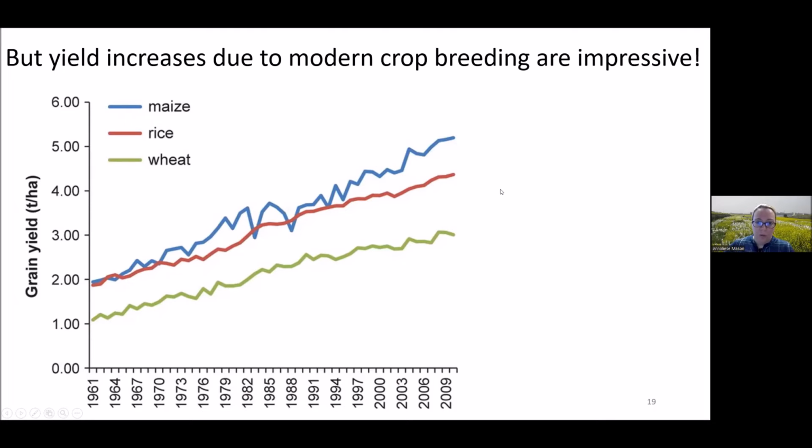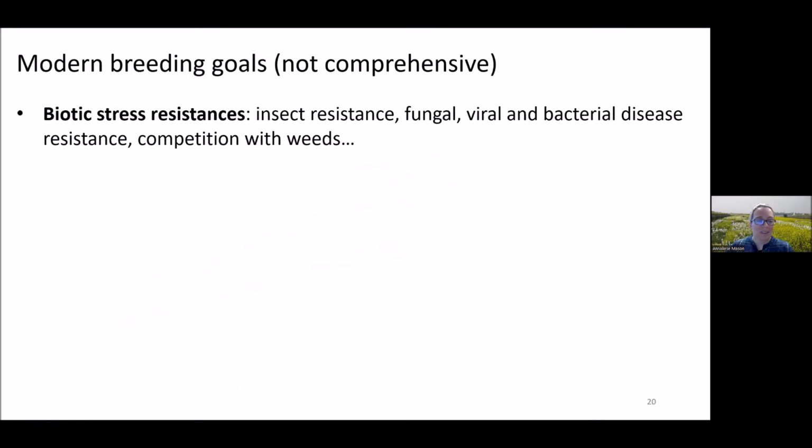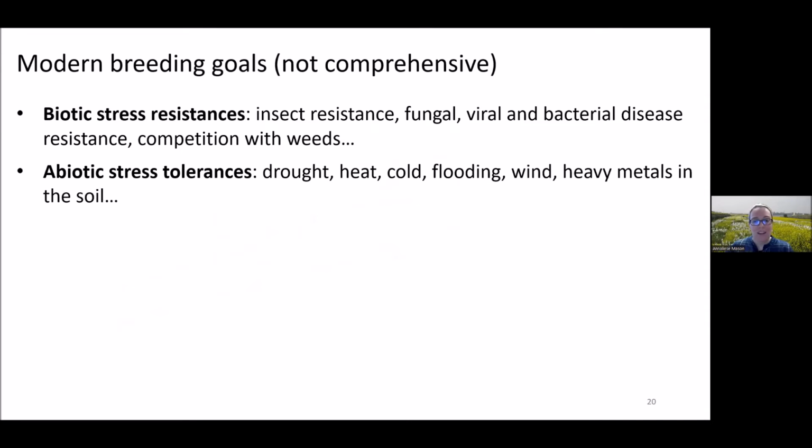So modern breeding goals, and this is not comprehensive, include, as we said before, the biotic stress resistances. We want to introduce insect resistances, resistance to fungal, viral, and bacterial disease, and competition with weeds potentially if possible. We also would like our plants to be drought, heat, cold, flooding, wind, and heavy metal tolerant. So we want basic tolerances to all of these environmental factors.